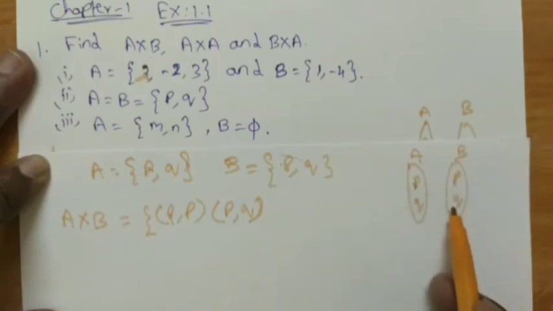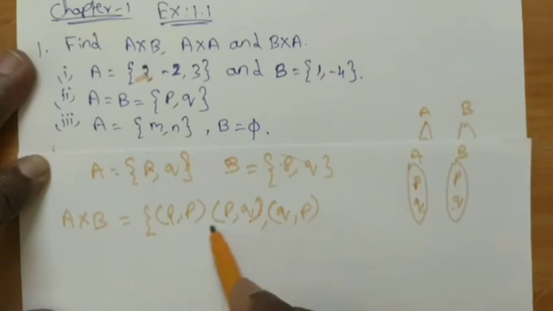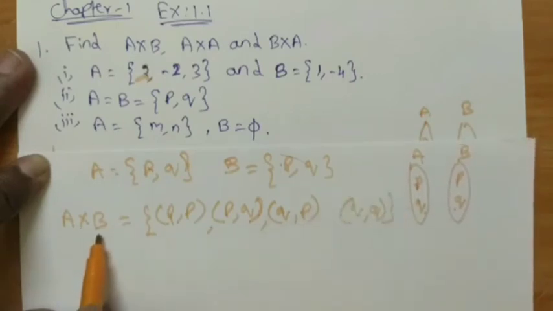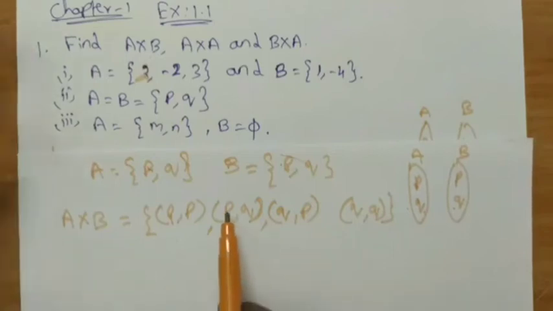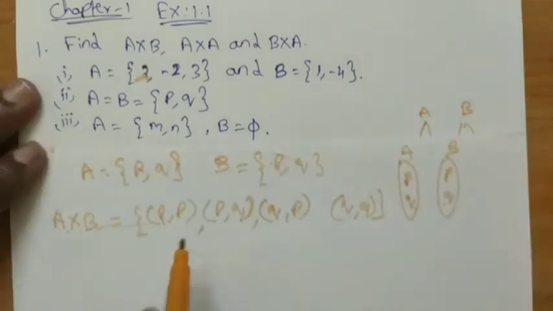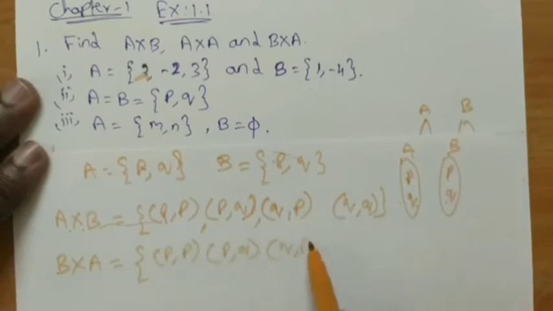P and P, P and Q. Next one, Q and P. The last one is Q, Q. That is A into B. By the condition, we know that sets A and B are equal, so we can say A into B is equal to B into A. Now here I am writing B into A as the same set: (P, P), (P, Q), (Q, P) and then (Q, Q).